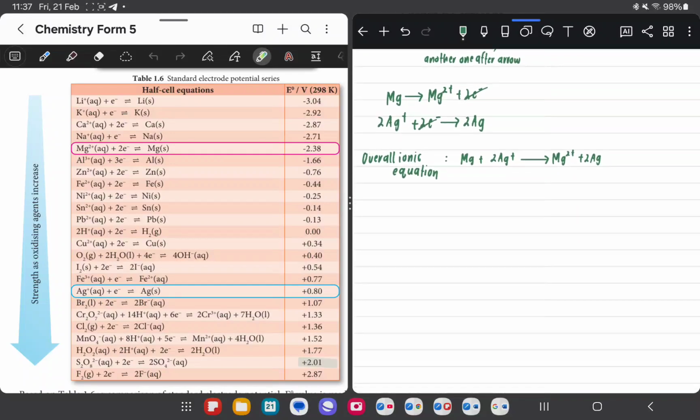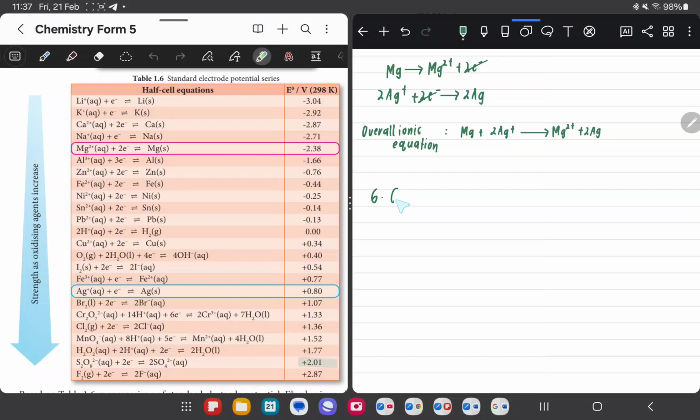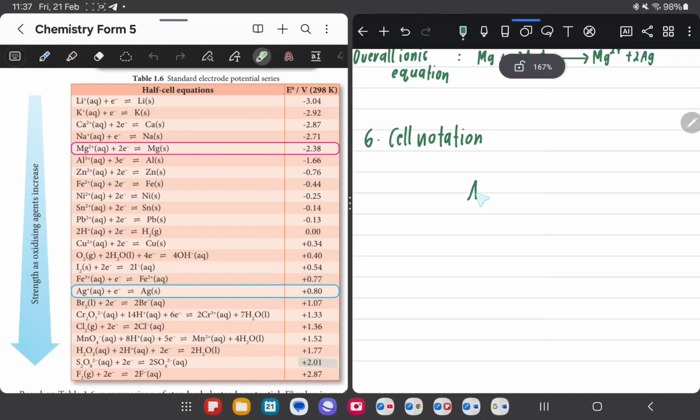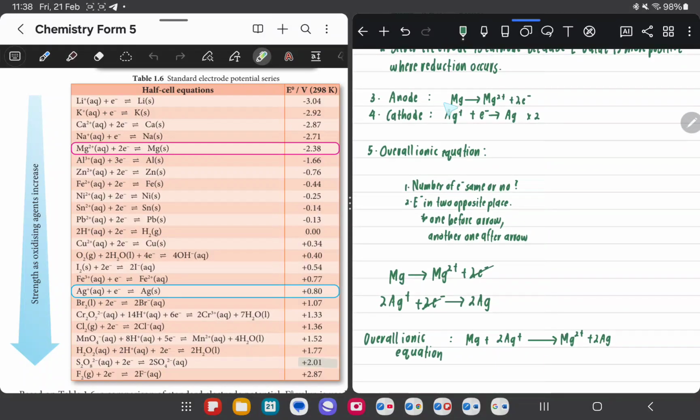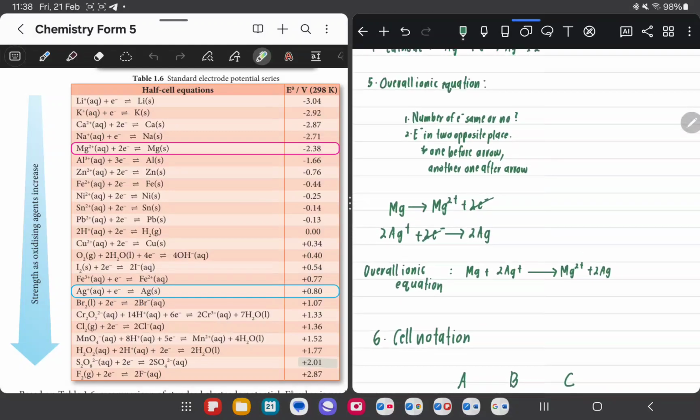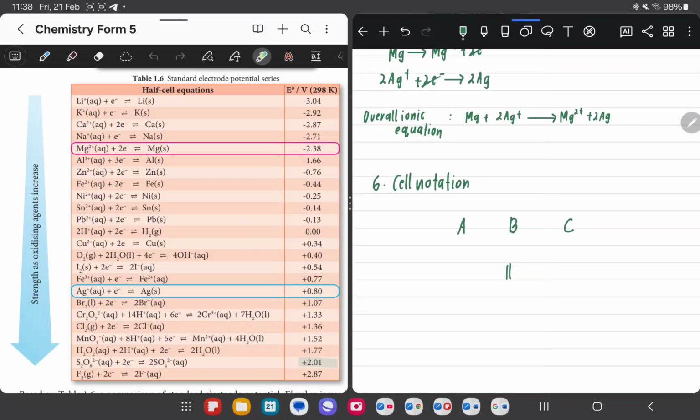So for the cell notation part, I write here number 6, which is cell notation. For cell notation, we have a key: A, B, C. What your A, B, C stand for: B is the bridge, so put a double dot. After that, A stands for anode. So see your half equation for your anode. Your anode is Mg and Mg2 plus. So write it back. It starts with Mg, so you put Mg and then it finishes with Mg2 plus.